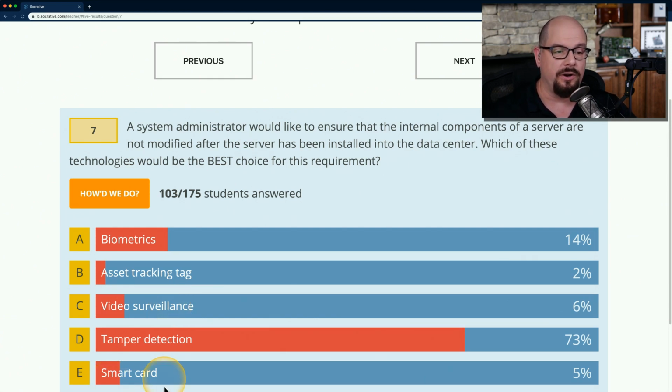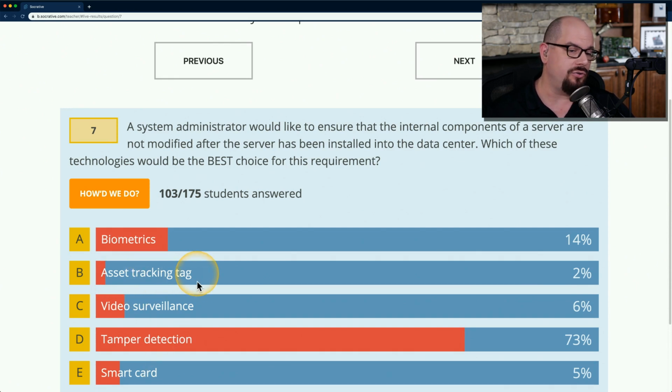5% of you said a smart card. Again, smart card is just an authentication factor. We don't even talk here about how the smart card would be used. I just sort of vaguely said smart card. Again, it has nothing to do with the inside of a server. Certainly can't help identify when someone has gone in a server, so smart card would not be a valid answer either.